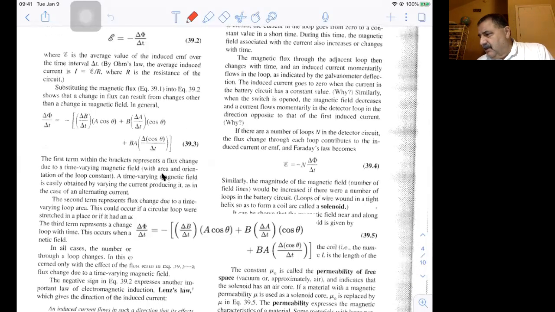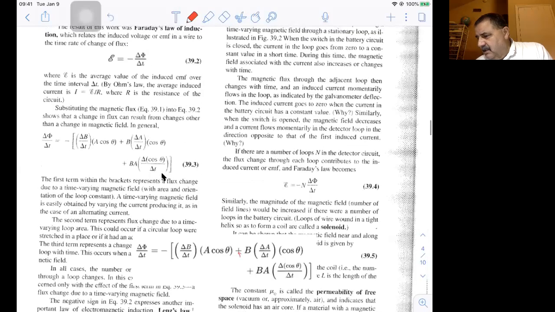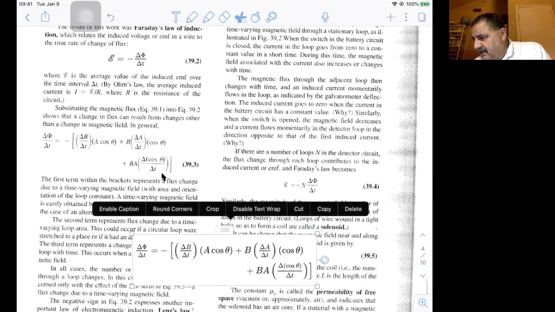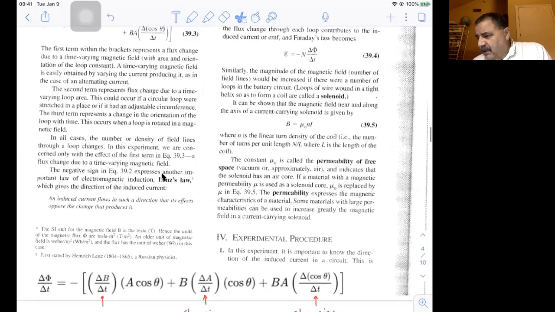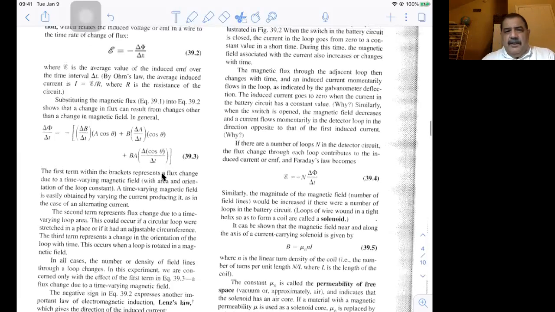Oops, let me get rid of this. Didn't notice that was there. Let's see if we can get rid of that. Delete. There we go.